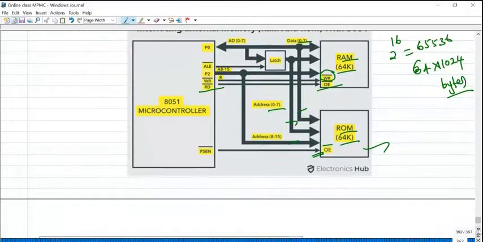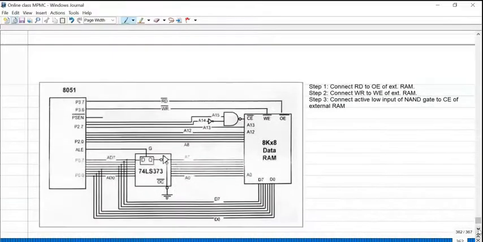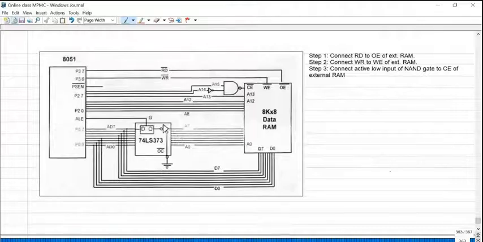This is the general diagram. Next, interface 8K cross 8 RAM with the microcontroller and show the circuit diagram. So I already told you 8K cross 8. Cross 8 represents that a particular register can store 8-bit information. So 8K means 8 into 1024. Calculated, 8 into 1024.